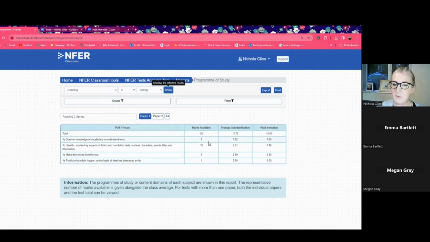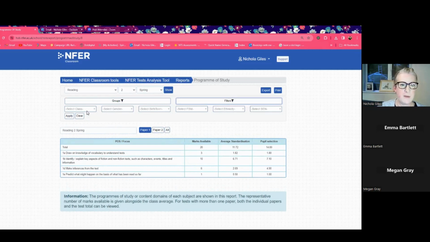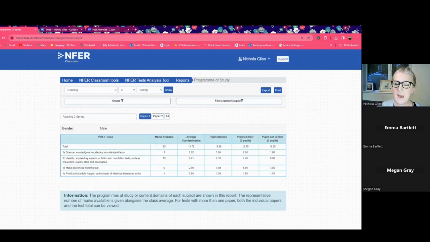You can see the available marks for those children, and then you can start to have a look to see how well your pupils are doing versus the standardised group. Now it might be yours does not look like this, your pupil selection. Again, remember I said you can filter at any point. So you may then want to filter by gender. If you filter by gender and apply, you'll then be able to see males and then females.